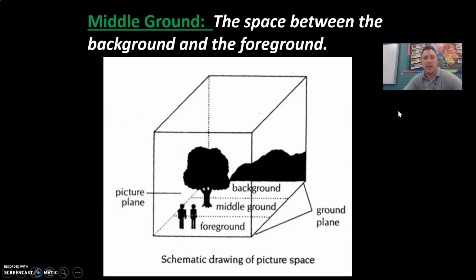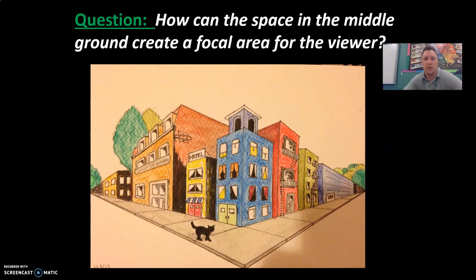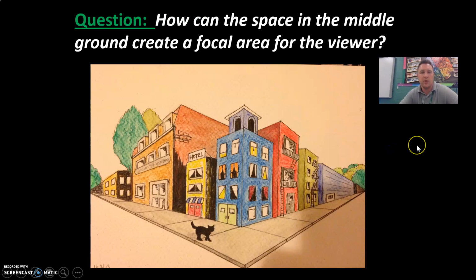Lastly is middle ground. That's the space between the background and the foreground. And the question, this one's a little tougher than all the other questions. It asks, how can the space in the middle ground create a focal point for the viewer? The foreground demands your attention up front, and the background kind of fills that space behind everything in the foreground.